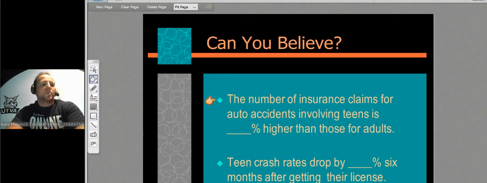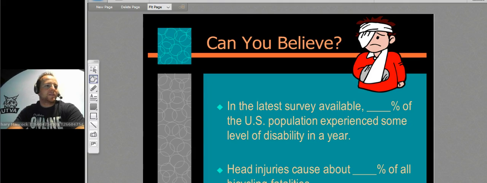The number of insurance claims for automobile accidents involving teens is blank percent higher than those of adults. Teen crashes drop by blank percent six months after getting their license. So what do you think? 70? Okay. Any other thoughts? Okay, somebody said 70. I think that's pretty close. I don't even know if it gives me the answer. Here are some other ones, but it's really, really high.